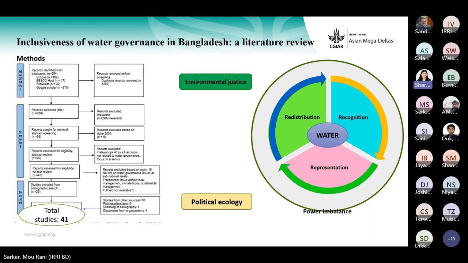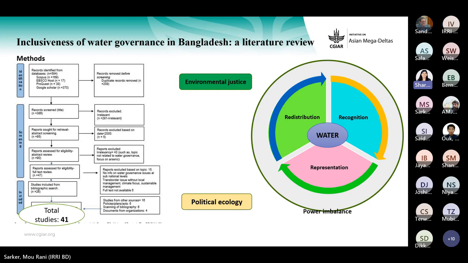And by representation, we mean representation in decision making, because in Bangladesh, a key agency at the grassroots level is the water management group. So we looked into the participation of women in these water management groups to see whether they have equal say or not. And about redistribution, we looked into access to water, whether they have an equal share.